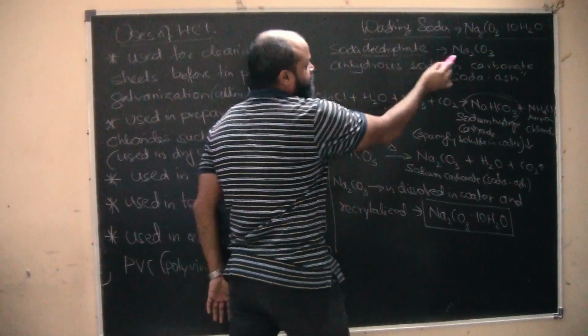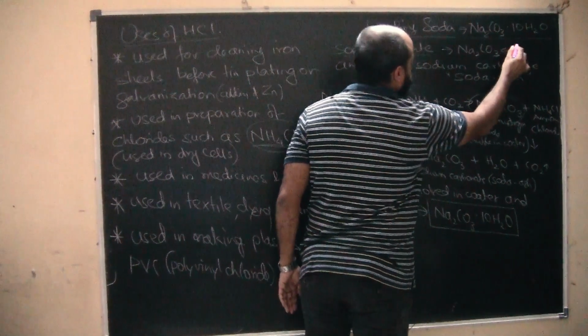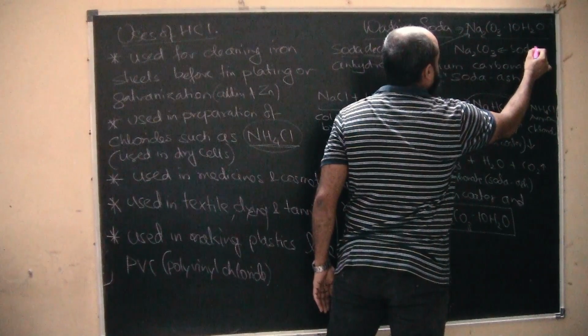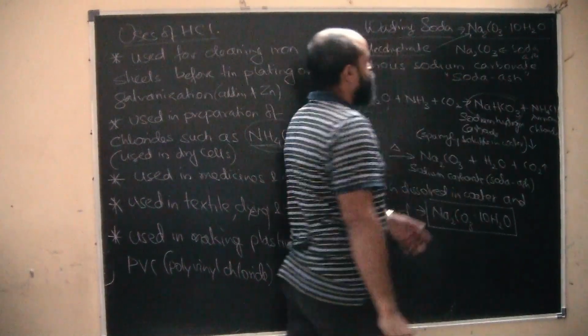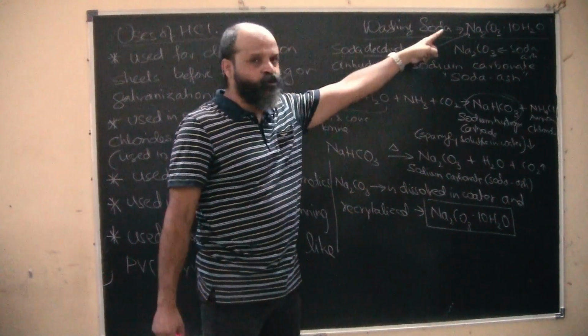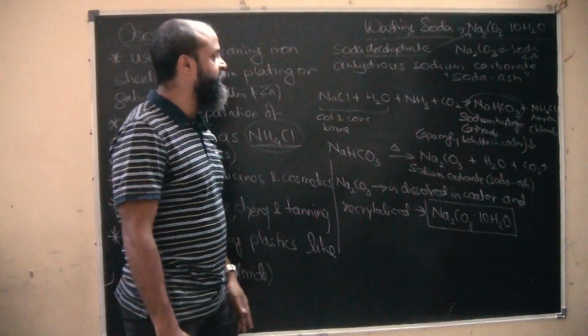Deca means 10. So this one is sodium carbonate decahydrate. It contains 10 molecules of water and hence it is also known as decahydrate. This other one is anhydrous sodium carbonate, which is also known as soda ash.